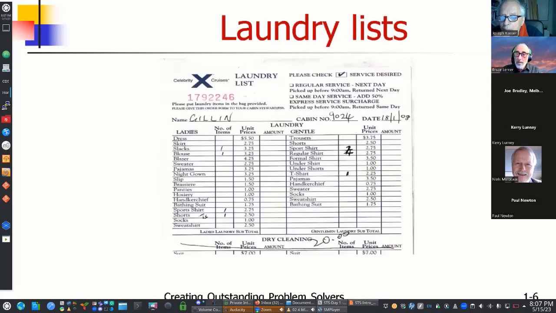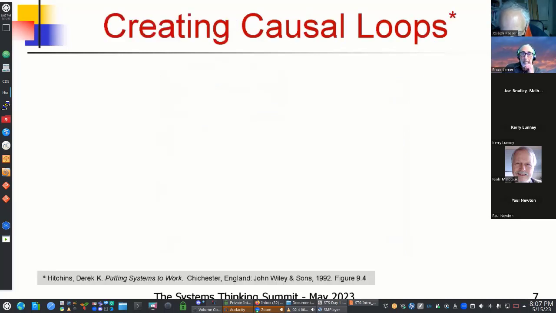And by the way, if you've never seen a laundry list, this is an example of a laundry list. You see the laundry items, you see how many items were supplied, you see the prices, and the laundry place totals it up and tells you what it will cost.